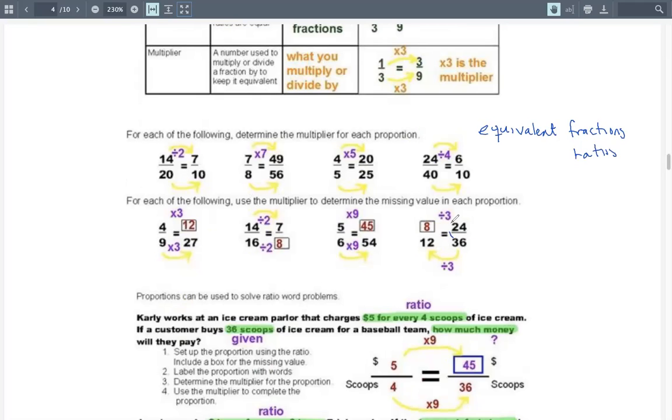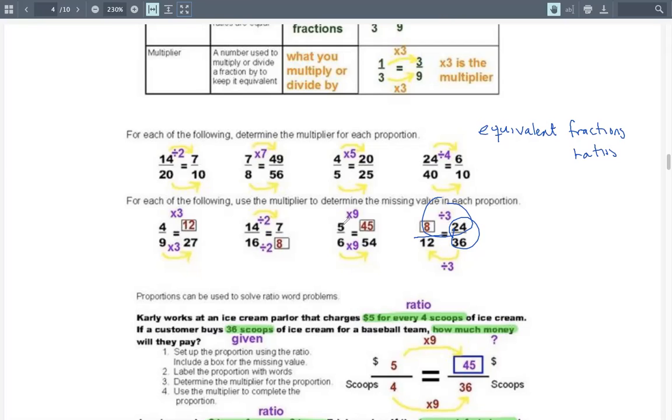If I have a fraction that is 24 over 36, but I want to make my denominator into 12, how do I get from 36 to 12? I have to divide by 3. Whatever I do to the denominator, I must also do to the numerator. That's the kind of idea that we're working with when we're talking about proportions. Everything has to increase and decrease by the same value.